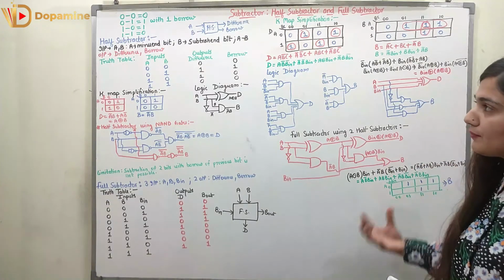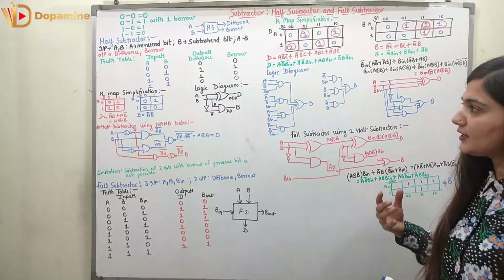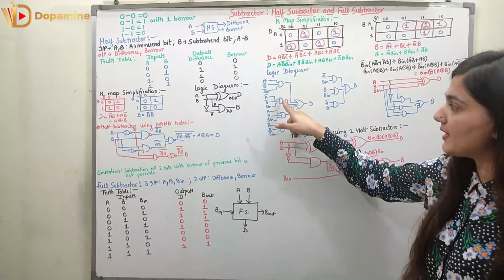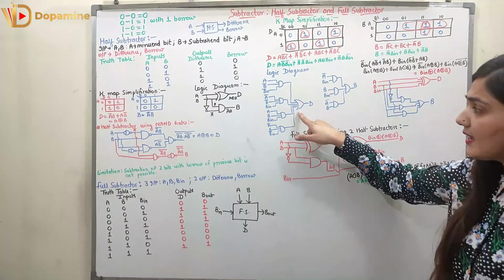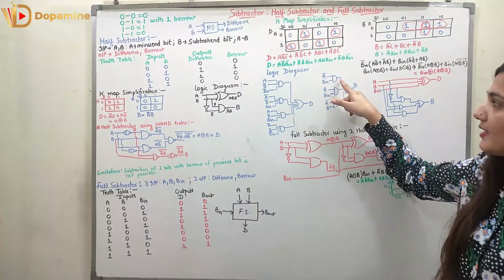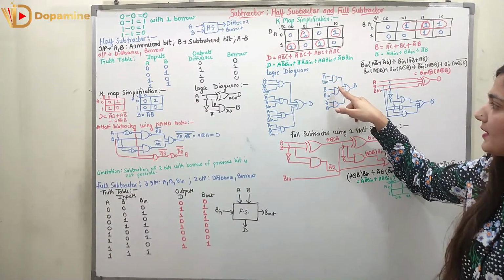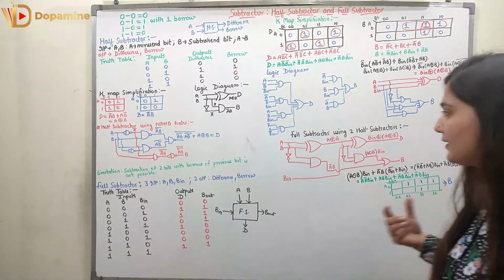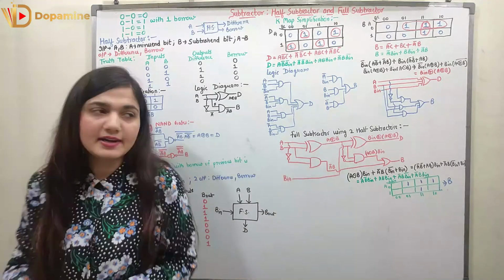Right, if you are asked to make the full subtractor using the NAND representation, what you are going to do is replace these AND gates with NAND gates and this OR gate with a NAND gate. Simply here also you are going to replace these AND gates with NAND gates and this OR gate with a NAND gate, and you will get the full subtractor using NAND representation.